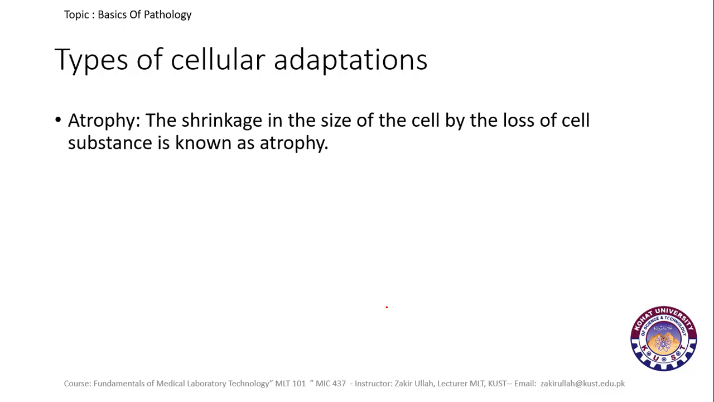Atrophy is another type of cellular adaptation. It means the shrinkage of the size of the cell due to loss of cellular substance. If the organelles or the proteins of the cell are decreased, then the components of the cell decrease, the overall size of the cell is decreased, and that ends up in shrinkage of the tissue. This condition is called atrophy.